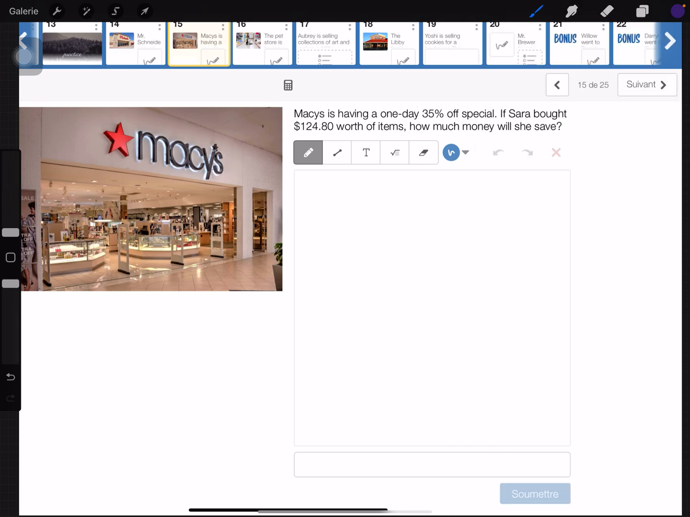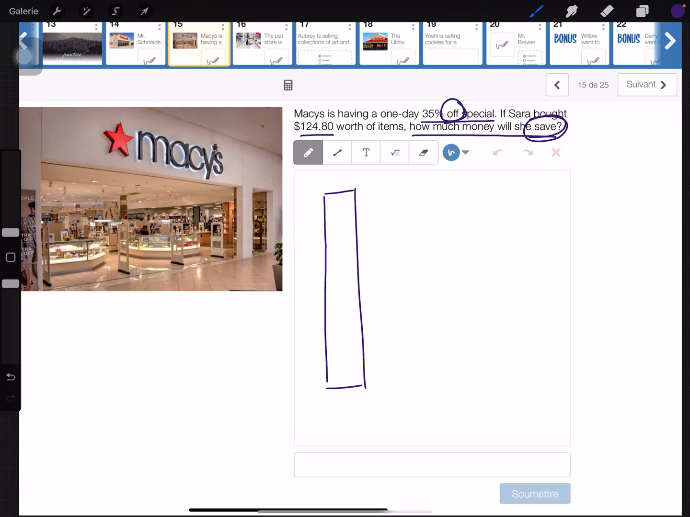All right, let's check if we got the right answer. So Macy's is having a 1-day 35% off special. If Sarah bought $124.80 worth of items, how much money will she save? So again, this doesn't tell us that it's a discount. We're looking first if this is tax, tip, or discount. It doesn't say discount, but it says save, and it says 35% off. So those are our keywords that tell us that this is a discount problem.